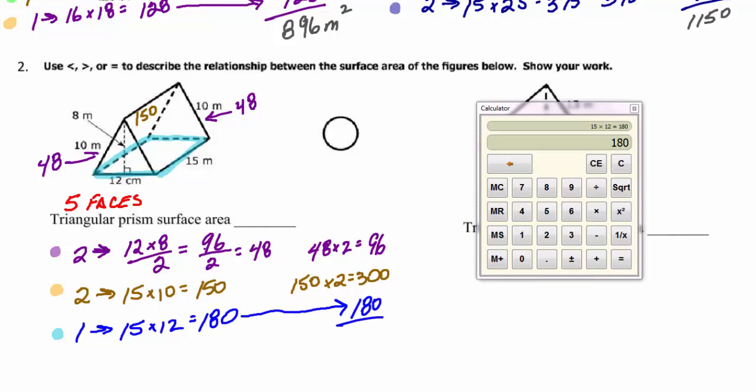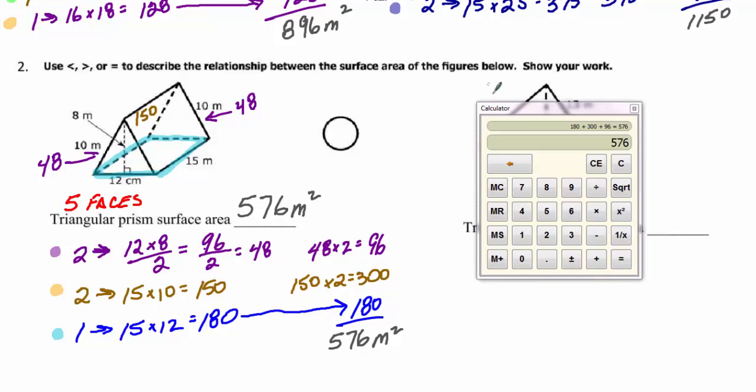And then I start adding things together. So I have my 180 plus the 300 plus the 96. I have 576 square meters. 576 square meters of surface area on that first figure.